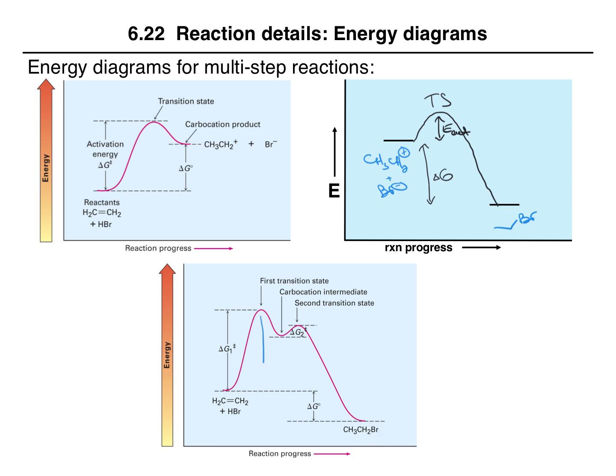So this is the activation energy for step 1, and this is the activation energy for step 2. We can see that the activation energy for step 1 is much larger than the activation energy for step 2. So this tells us that step 1 is the rate determining step.